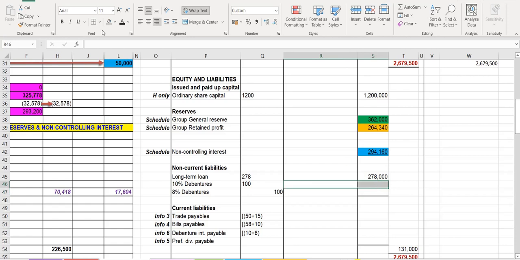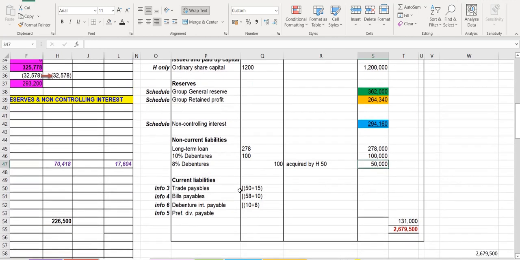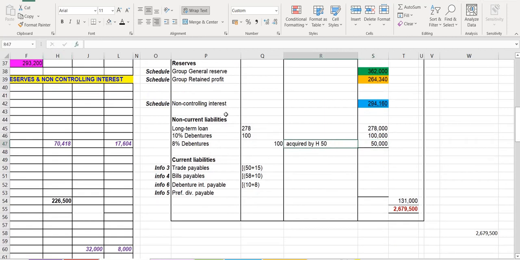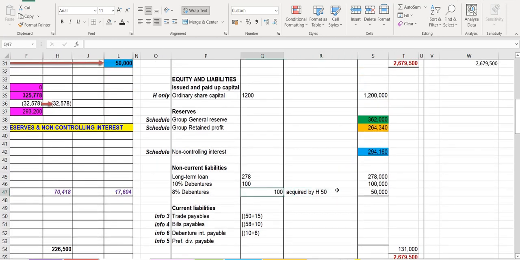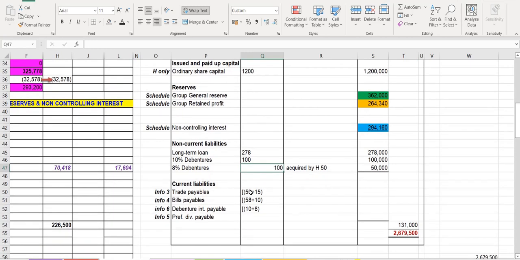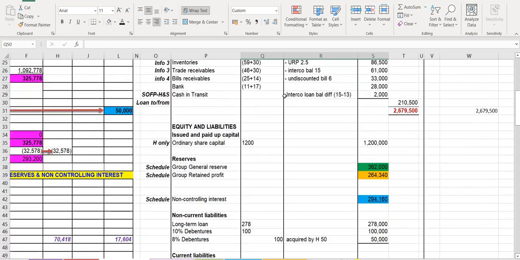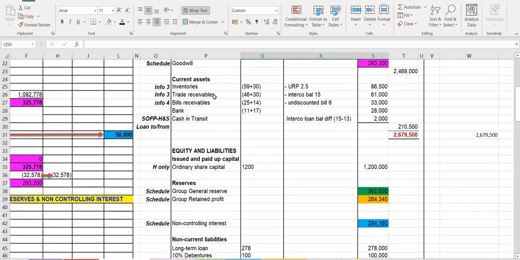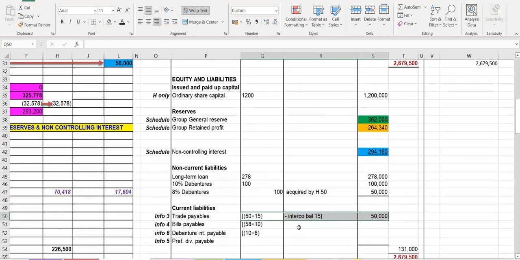nothing to adjust unless the parent issued additional debenture. 8% debenture, the one of the subsidiary was 100, but parent acquires 50%. So the one acquired by the parent will be deducted, leaving the balance to be 50,000. So this one is being deducted when it was acquired by the parent company. Next, trade payable. So you have to adjust trade payable with the intercompany balance. Remember the one that you adjust in the intercompany balance for trade receivable. Debit, trade payable, credit, trade receivable.